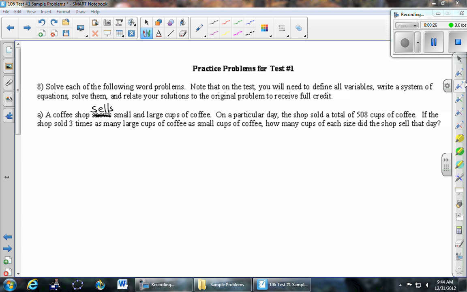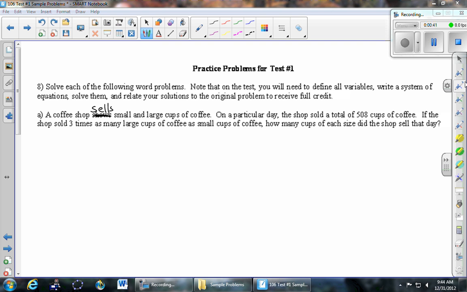A coffee shop sells small and large cups of coffee. On a particular day, the shop sold a total of 508 cups of coffee. If the shop sold 3 times as many large cups of coffee as small cups of coffee, how many cups of each size did the shop sell that day?